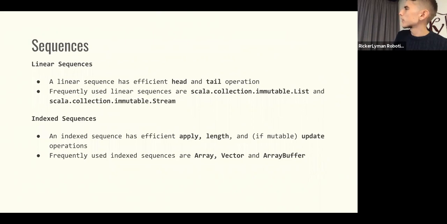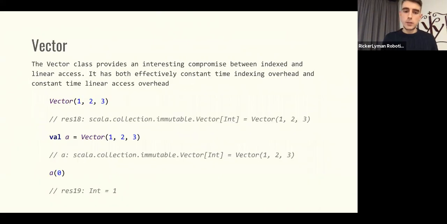Linear sequences, all of them, expose head and tail operations. And for indexed sequences, there is usually an apply method to retrieve a value by index. And if it's a mutable indexed sequence, there should be an update operation. Frequently used are array, vector, and array buffer. Array is a mutable sequence. Vector we will see right now.